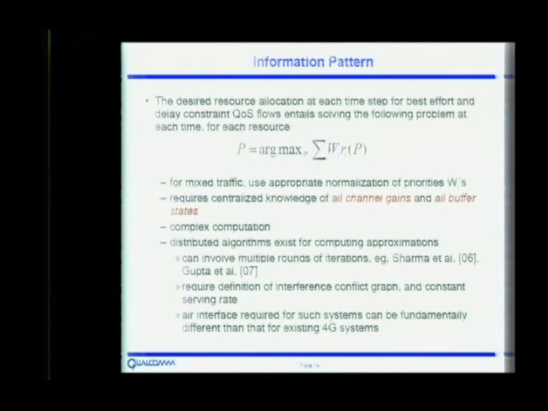The computation, as you can see, is first of all centralized. You need to know all the channel gains, all the transfer powers across the network, and coordinate these in a centralized manner. And secondly, it's a highly complex computation.